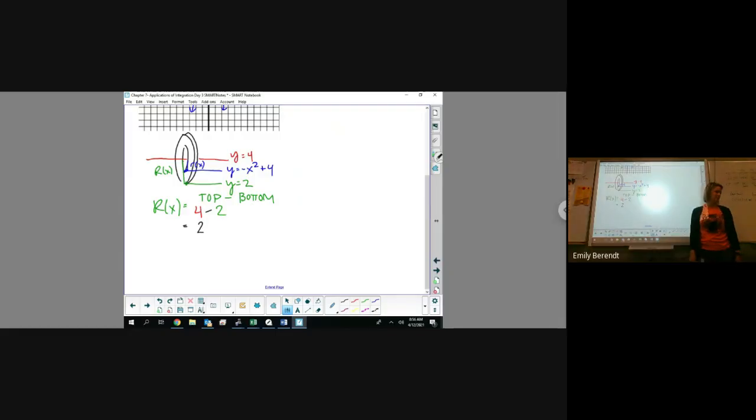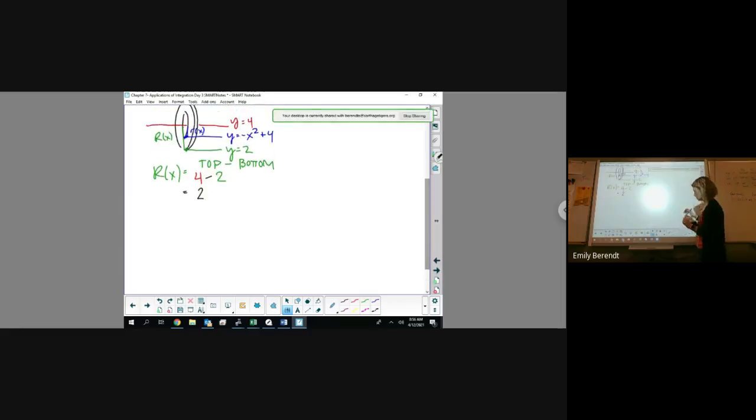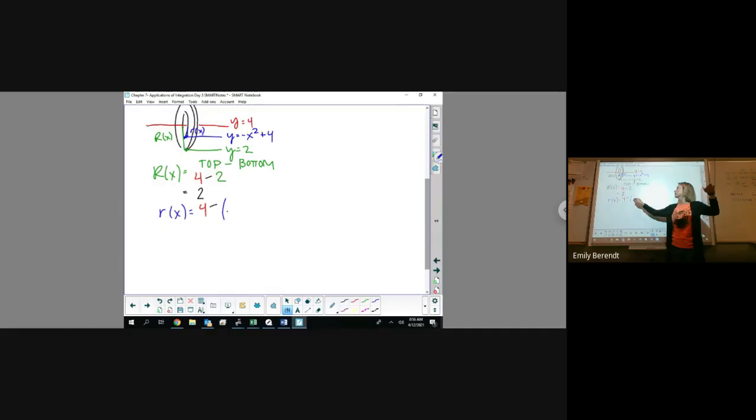Is that the first time we've had a radius of a number and not a function? I think, at least today. And then little r of x: top minus bottom. Top is 4 minus bottom, negative x squared plus 4. So 4 plus x squared minus 4, which just leaves you with x squared.